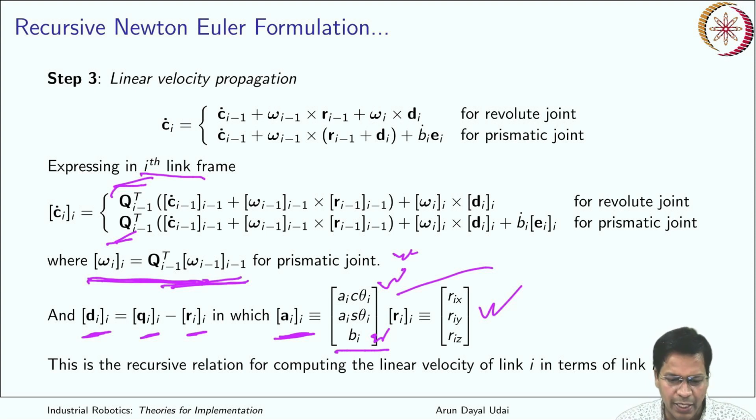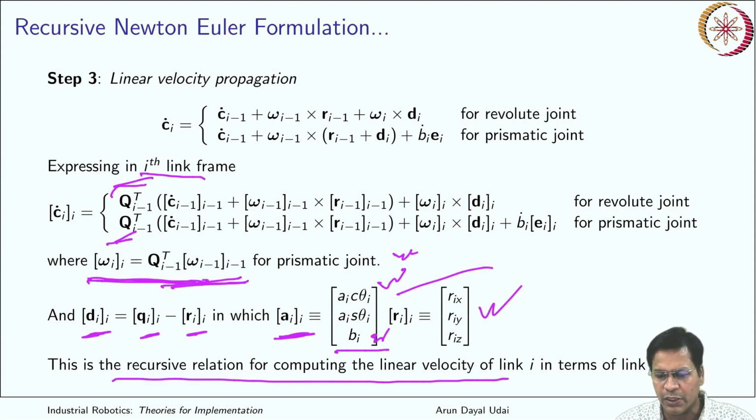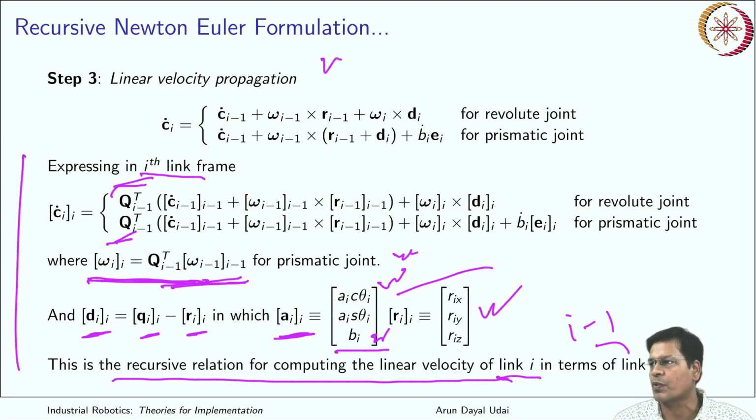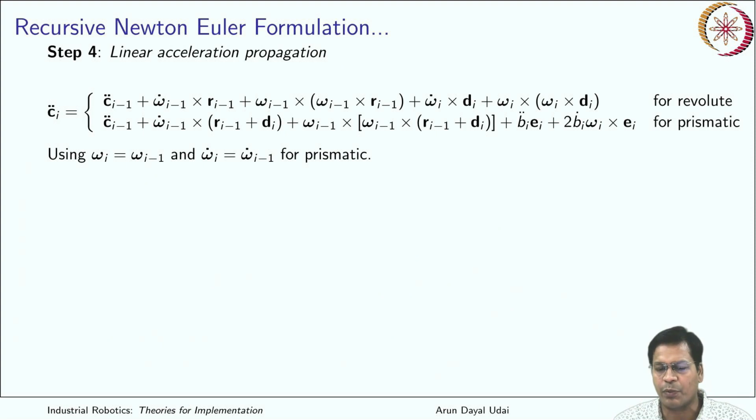So this is again a recursive relation for computing linear velocity of link i in terms of link i minus 1. This is link i minus 1. Got it? So this is done. So this is the linear velocity contribution. And then finally you have linear acceleration propagation. I did nothing. I simply took the derivative of the earlier equation and I got to this.